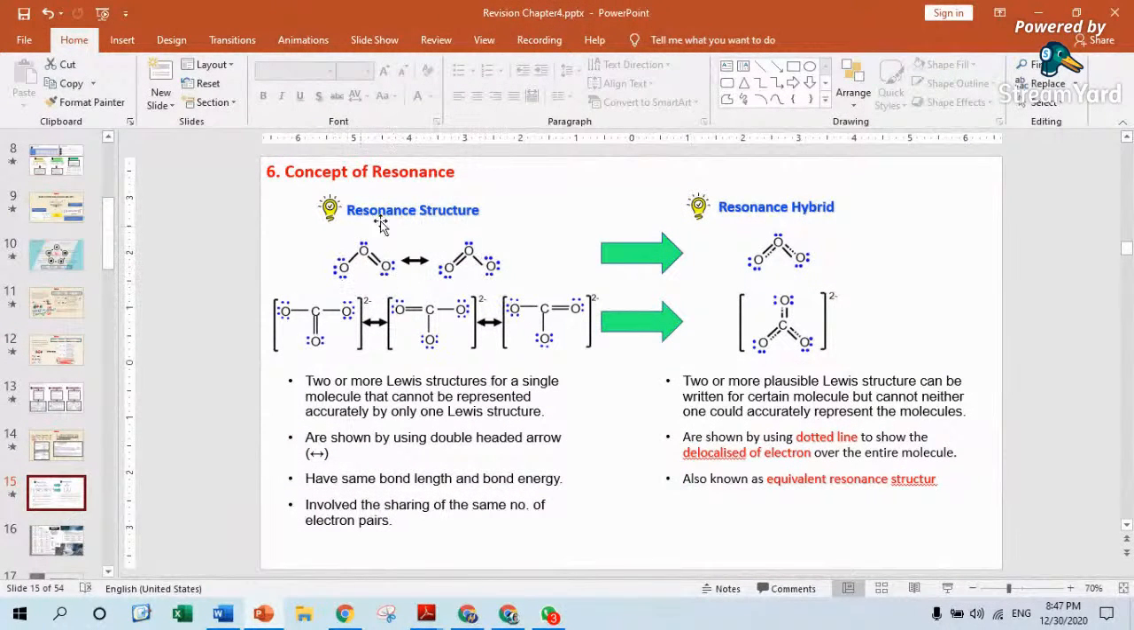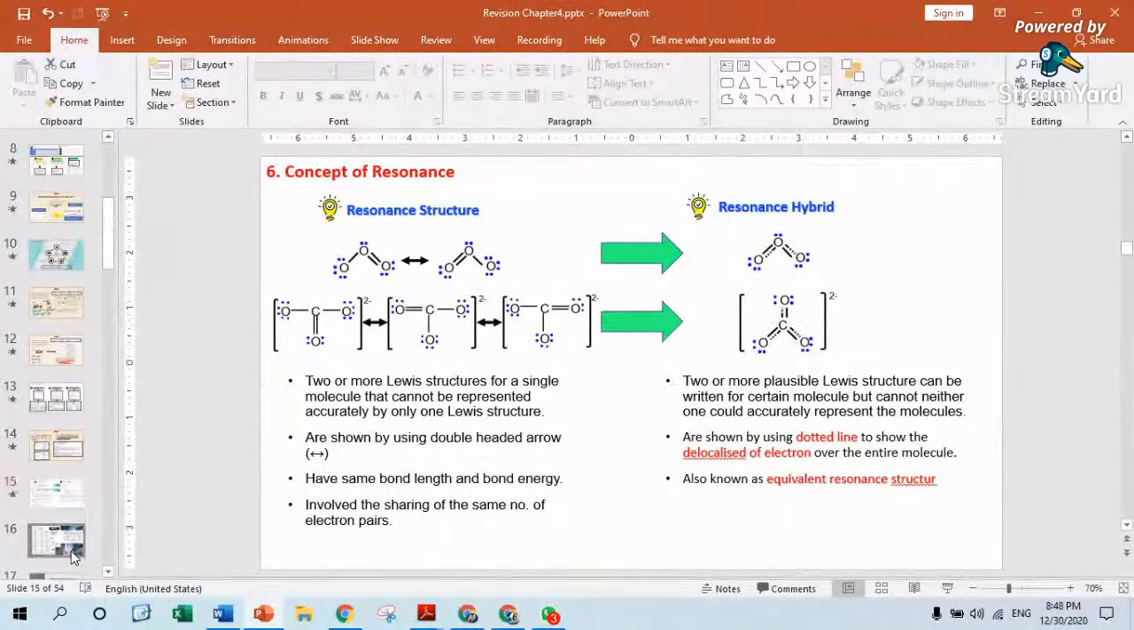When you want to draw the resonance structure, you must show the double-headed arrow. And if you want to represent these two resonance structures with one structure, you can represent it by a resonance hybrid. So this is the resonance hybrid. Same for here. When you draw the resonance hybrid, you must check: real line, dotted line, real line, dotted line. Alternate real, dotted. Same for here, real dotted, real dotted, real dotted.